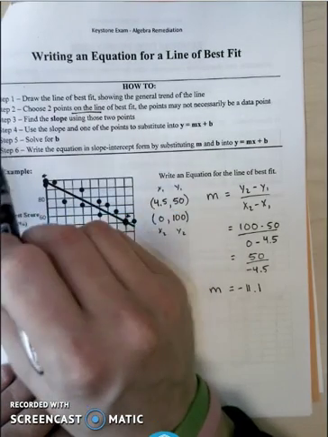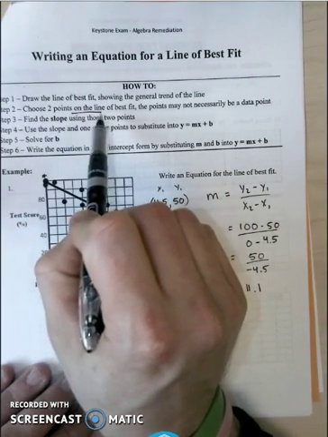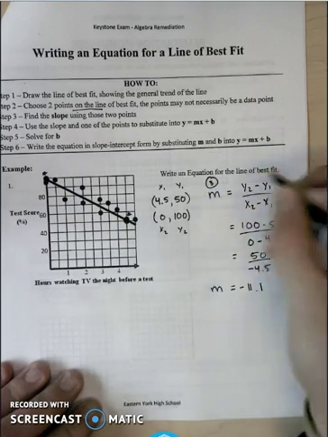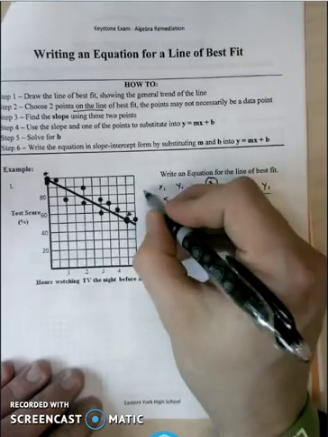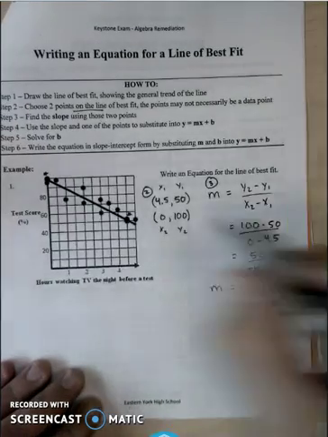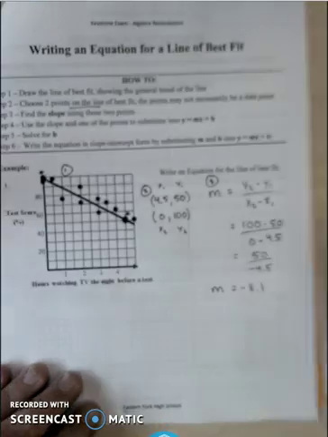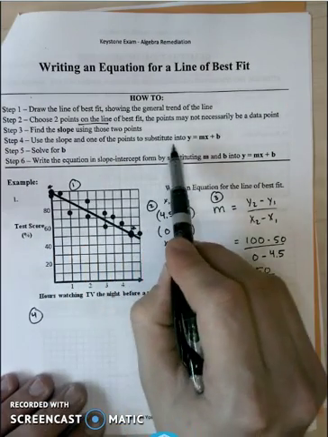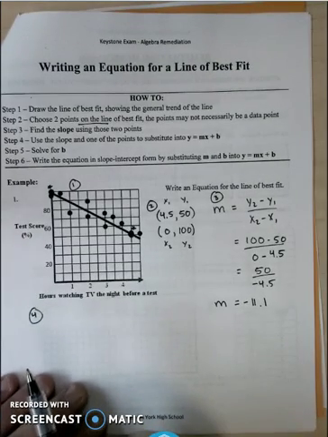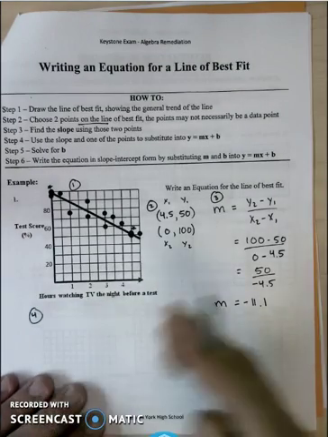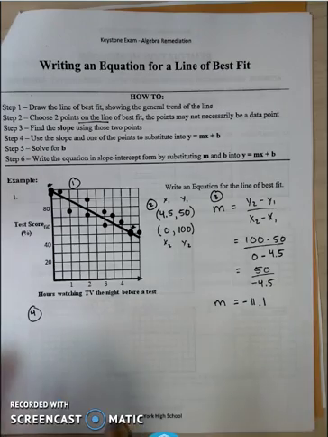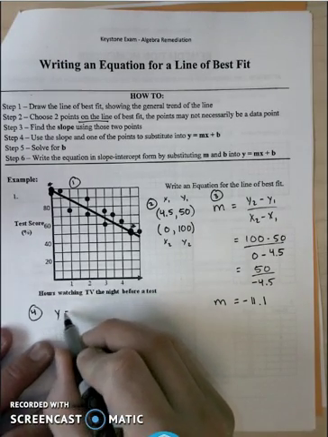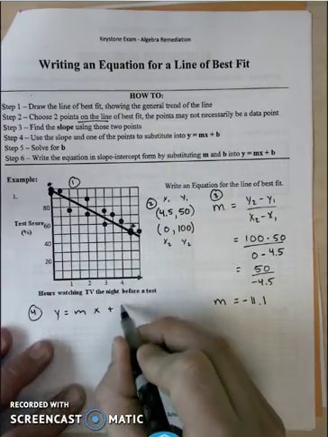So step 1 was draw the line, check. Step 2 was choose 2 points on the line, check. Step 3, we found the slope. So step 4, we're going to go ahead and use the slope and one of the points to substitute back into y equals mx plus b. Now in this case, we already have our y-intercept, but let's just walk through the process here to figure it out. So we have y equals mx plus b.